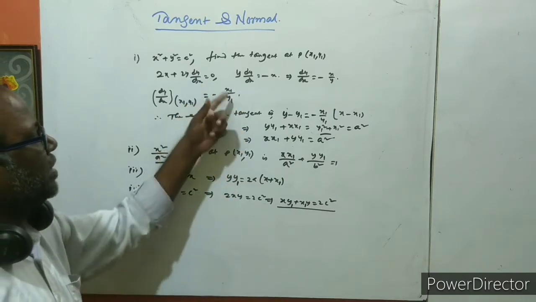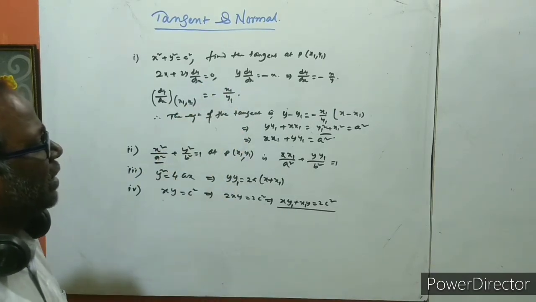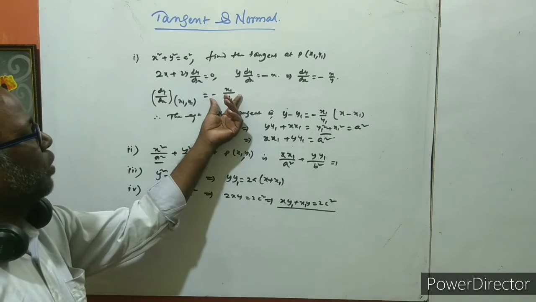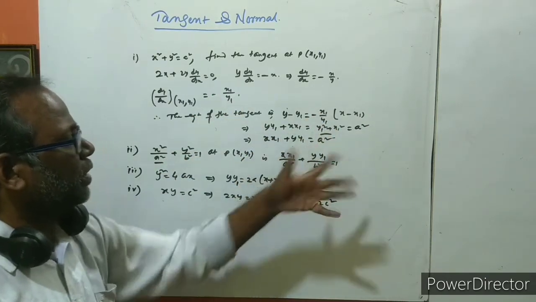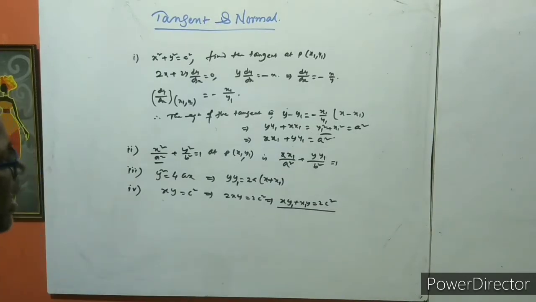Now for finding the normal, we apply the rules here. If this is the slope of the tangent, we can easily find the slope of the normal, which is plus y1 by x1. Then we have the slope of the normal and the equation of the normal. Now another point we have to introduce here.